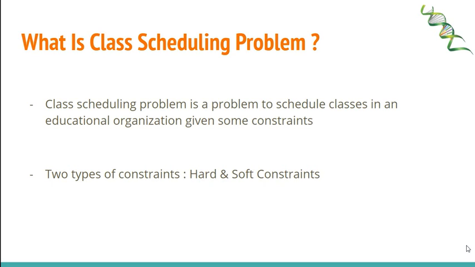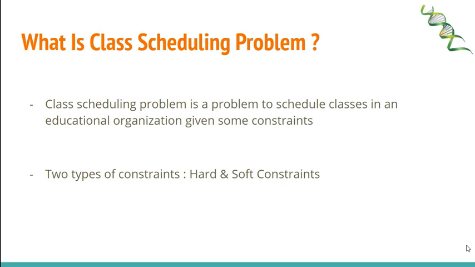Scheduling problem is a constraint satisfaction problem, which in turn is NP-complete. Usually there are two types of constraints, hard and soft constraints. Hard constraints are the constraints that cannot be avoided, as if avoided, the problem cannot be solved further. For example, a class can be scheduled only in an empty classroom.